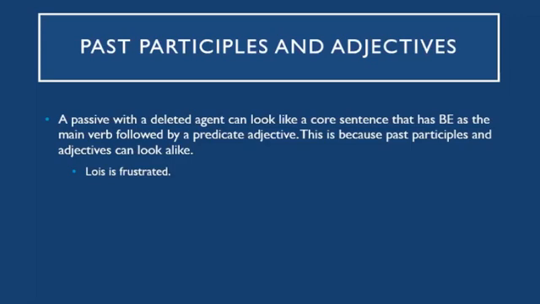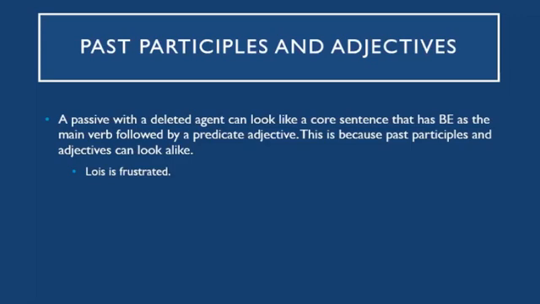How do I know? Well, change it back to active. How do I change that sentence back to active? Louis is frustrated by Clark Kent. Clark Kent frustrates Louis. You see? So this sentence is ambiguous.